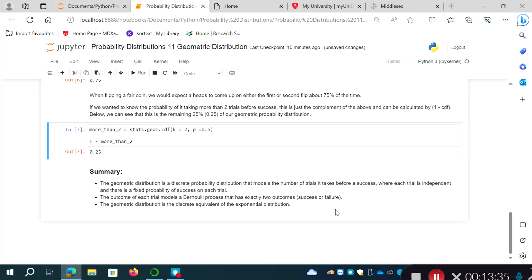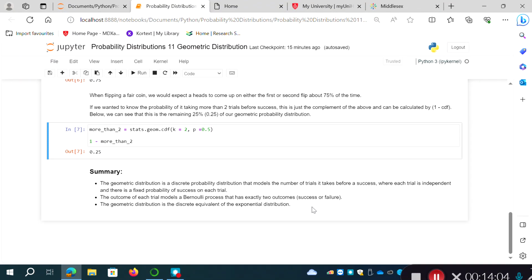A further thing to note is the geometric distribution is the discrete equivalent of the exponential distribution. Remember, we saw that in a previous video. That's a special case of the gamma distribution, where it's a continuous distribution, the exponential, but we're modeling how long it takes before we see one event occur. Here we're using discrete trials, so discrete events, with the geometric distribution.